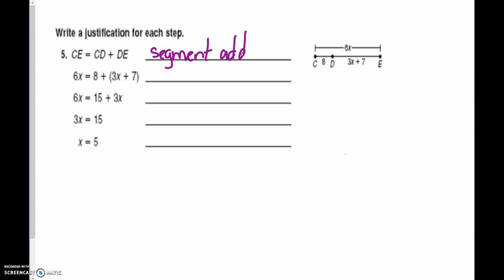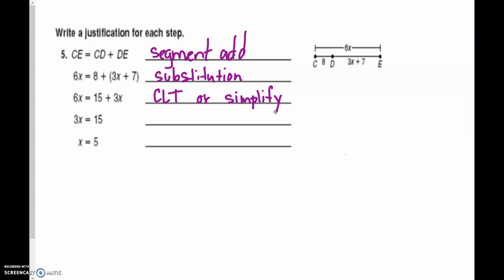All right, in the next one, instead of writing CE, they wrote 6x, because that's what the whole thing is. And instead of writing CD, they wrote 8. So this is the substitution. They're putting equal things in place of something else. All right, on the next one, what did they do? So now they have a 15 over there and a 3x. So this is called combine like terms. Or you can say that they are simplifying. So simplify. You can write either one. You do not have to write both.